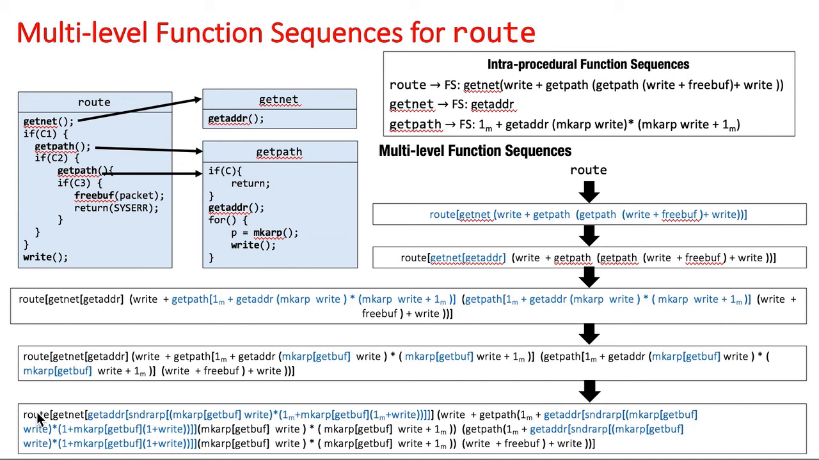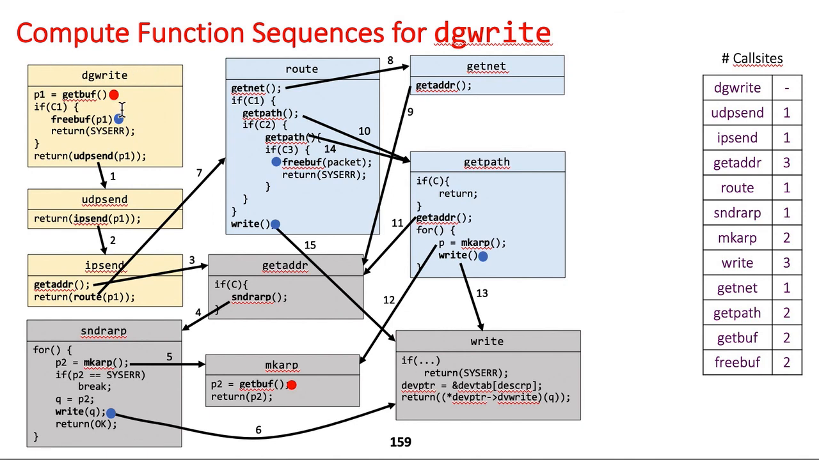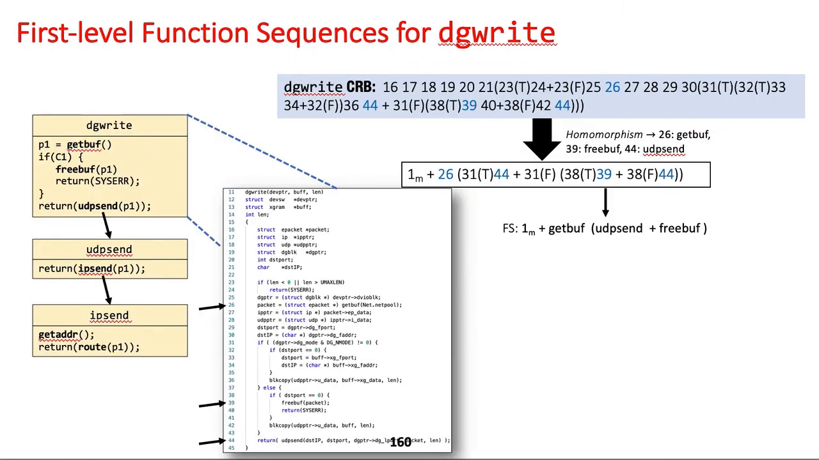Now we'll finish the computation for DG write. We have the last chunk, which consists of DG write, UDP send and IP send. And while computing the algebraic expression for this chunk, we'll make use of the algebraic expressions we have already computed. For example, the algebraic expression for route will be substituted when we compute the algebraic expression for IP send. The process is very similar. We compute the first level function sequences and substitute the results.